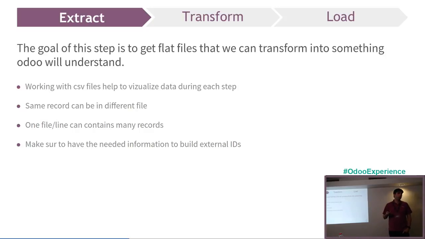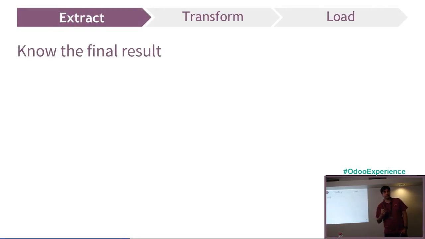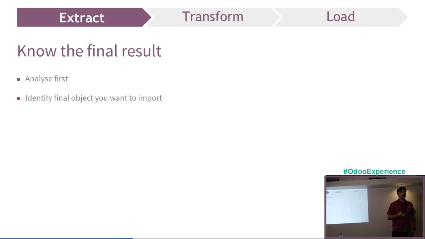Make sure that you have all the needed information to build your external ID. This is very important. You should start your process as soon as possible, and you should know the final result as soon as possible. So analyze what you are going to export to import before rushing in with, okay, I get my file and let's try something. No, analyze first. Identify all the final objects you want to import. Identify the information that you need to extract. Actually, you want the final result, so you know what you need to extract.